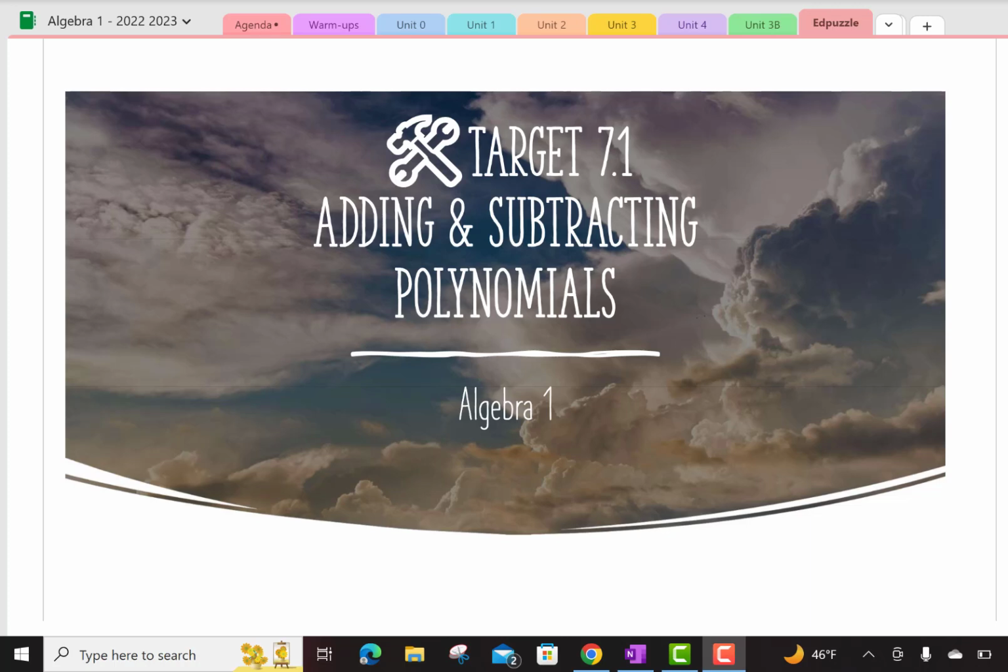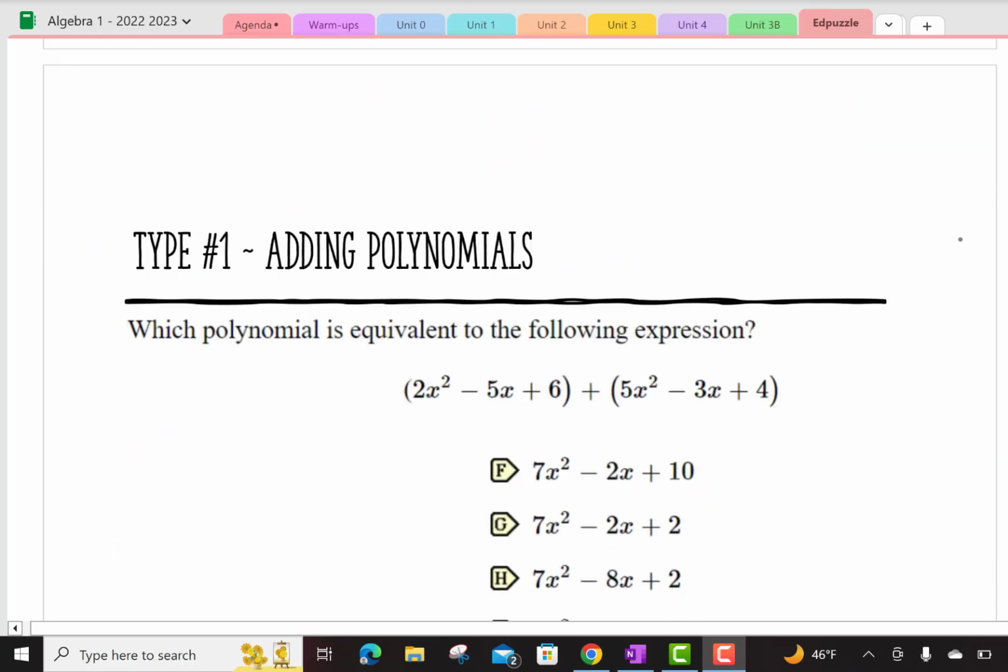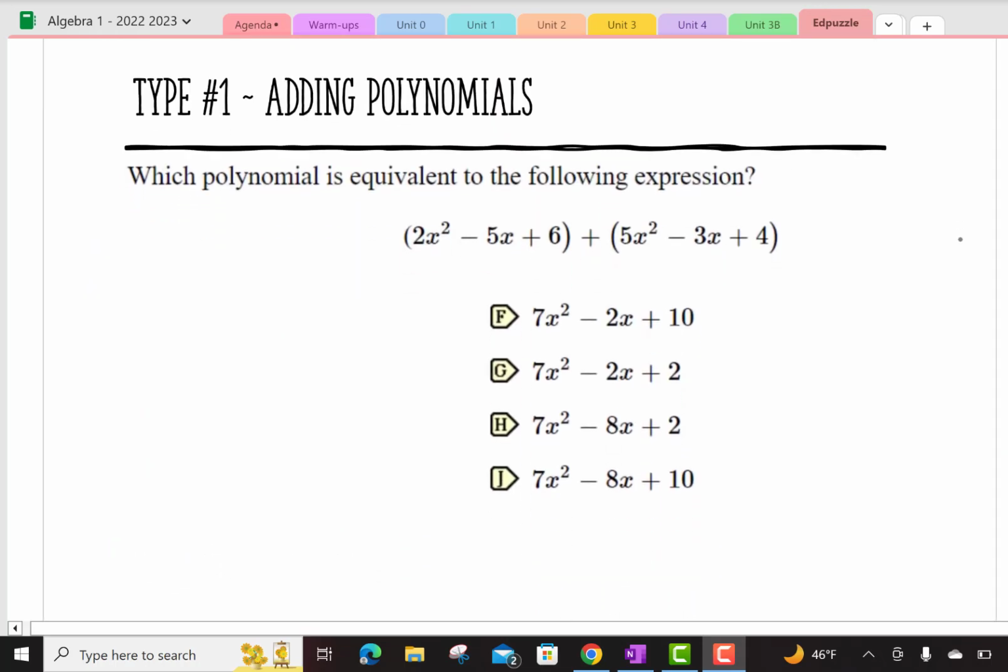Okay, this video is about target 7.1, adding and subtracting polynomials, and I'm going to explain in English and Spanish. So the first type of problem is when it's addition and you have two groups. El primer tipo de problema es cuando tienes dos grupos y es adición, está sumando. Okay, so you know it's addition because of the plus sign here, right? Sabes que es adición porque hay un signo aquí.